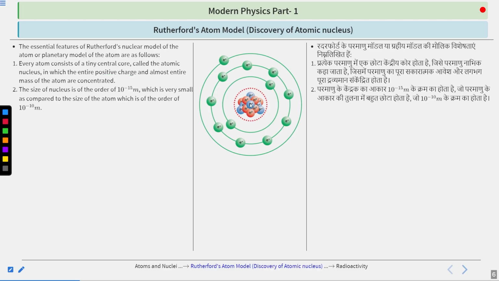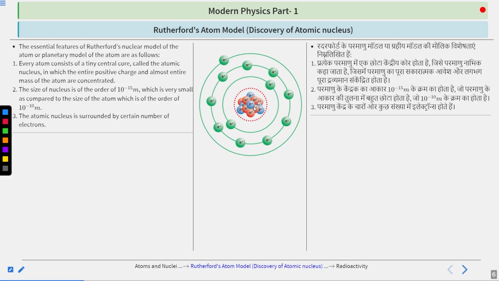The size of the nucleus is of the order of 10 power minus 15 meter, which is very small compared to the size of the atom, which is of the order of 10 power minus 10 meter. So Rutherford decreased the size of the nucleus. He said it is nearly 10 power minus 15 meter, and atomic size was 10 power minus 10 meter. So the nucleus is smaller in size in comparison with the atom.